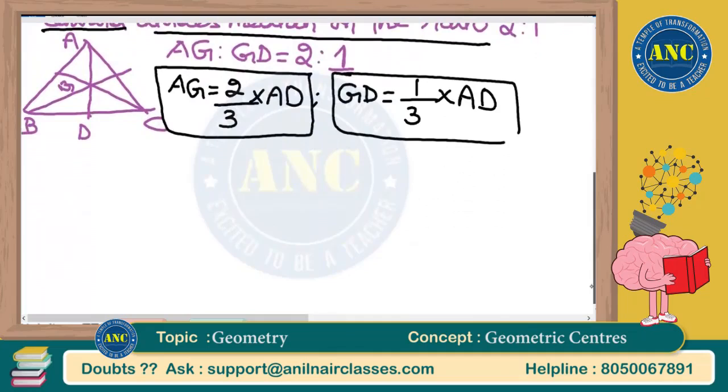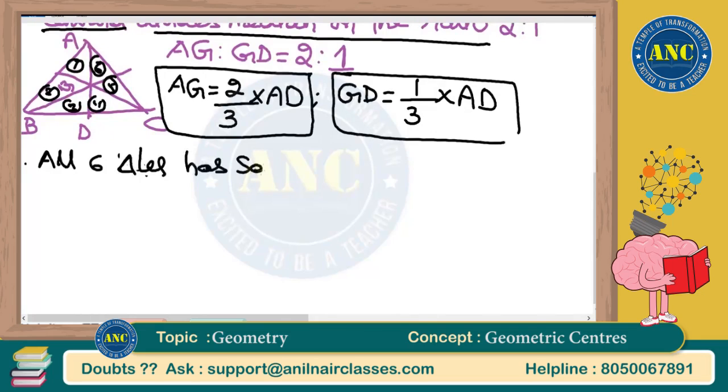Next one. There are a total of 6 triangles: 1, 2, 3, 4, 5, 6. All 6 triangles will have the same area. Write down in the same format as it is. All 6 triangles have got the same area.